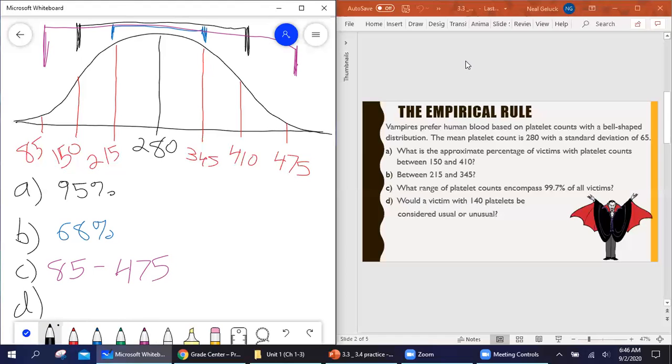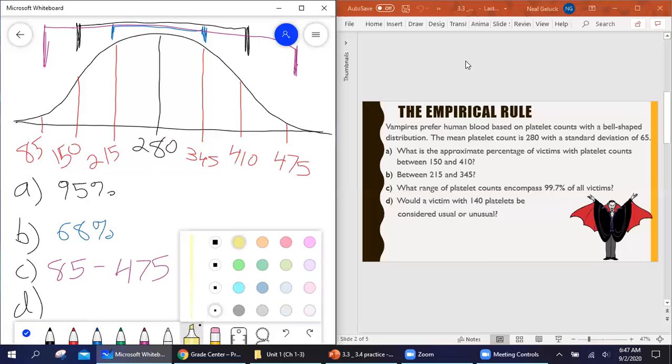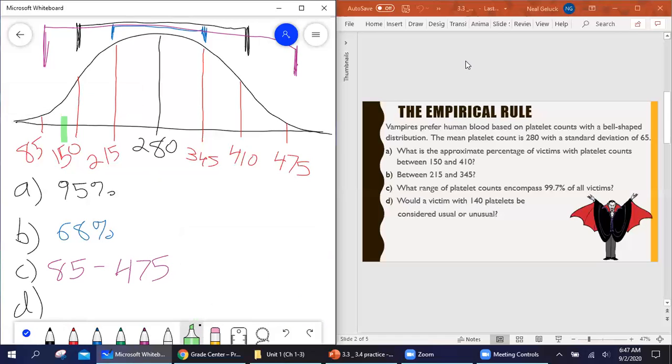And for letter D, would a victim with 140 be considered usual or unusual? Well, 140 would lie right around here. Remember, it's 2 each way. That's my cutoff for usual values. So this is outside of that range, so this would be unusual.